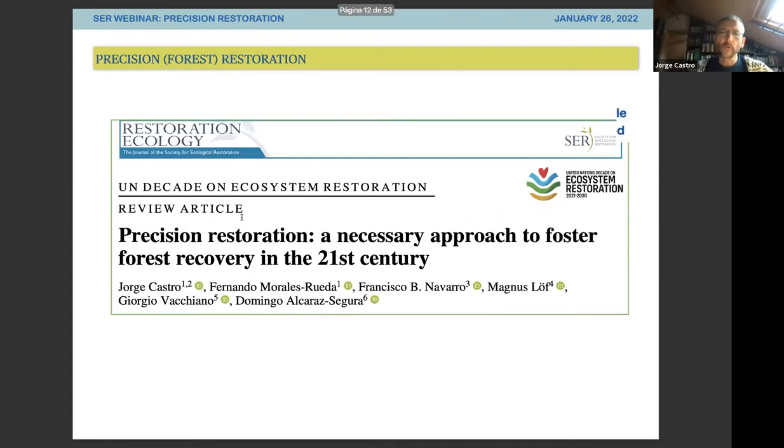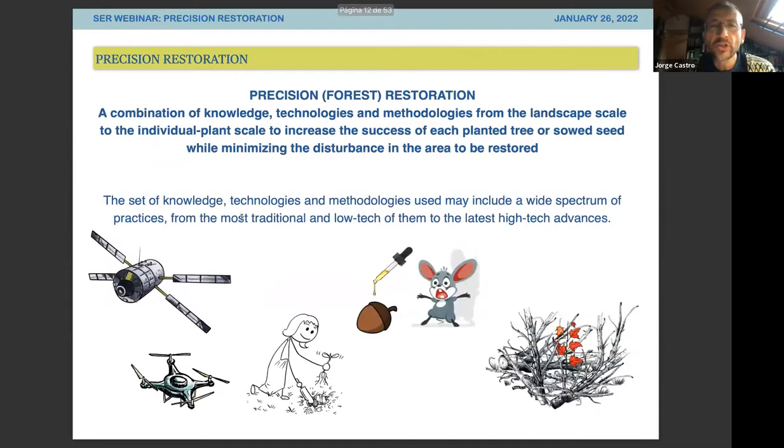And basically, we propose that we should be more precise in restoration. We propose the concept of precision restoration. This is not exactly, for example, precision agriculture, precision farming. This concept in precision farming is mostly devoted to the use of high technology. Here we think that we can use any technology.